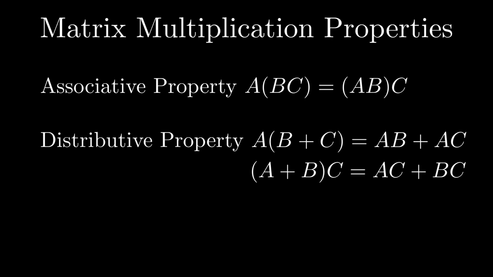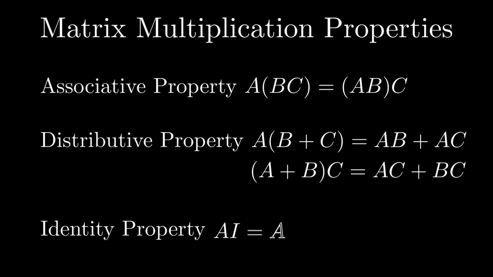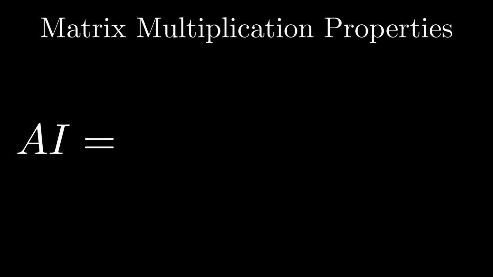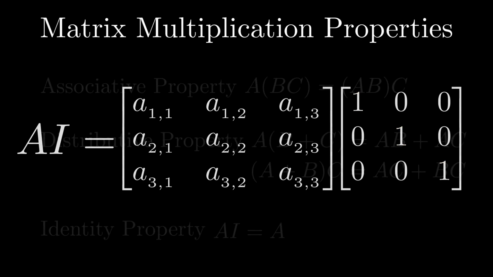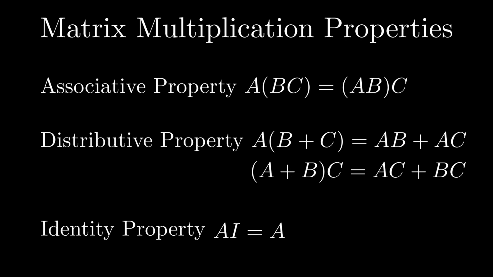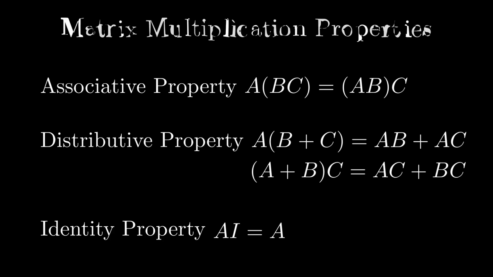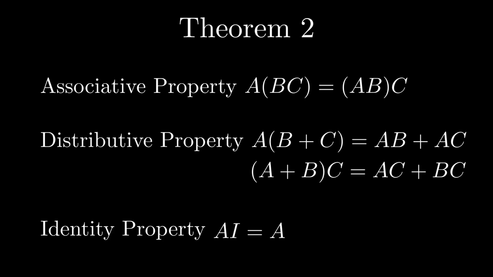Finally, matrix multiplication has its own identity property. A times I equals A. In this case, the I is called the identity matrix, and it's a diagonal matrix, where the diagonal is 1s and everything else is 0. We'll call this collection of multiplication properties for matrices Theorem 2.